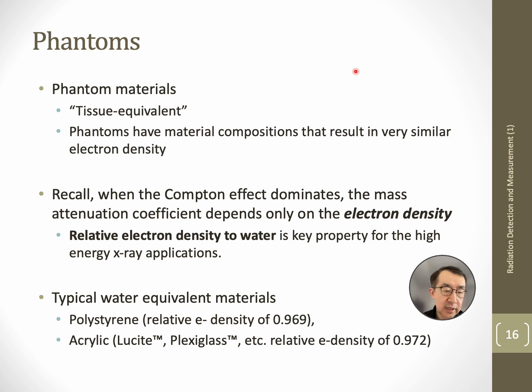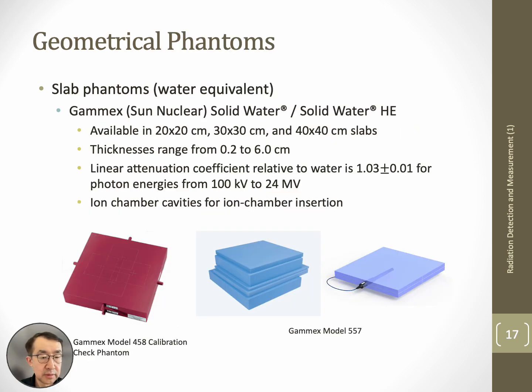So what are the typical materials? Polystyrene is actually very typical, with a relative electron density of 0.97. And acrylic, plexiglass, lucite. These are typical materials that we use. Here you're looking at one of the commercial solutions. We call this category a slab phantom. I'm not sure you guys have seen this, but we have a bunch of these slabs. This particular example is from GAMMEX, the company, which is now actually part of Sun Nuclear. They call it solid water.